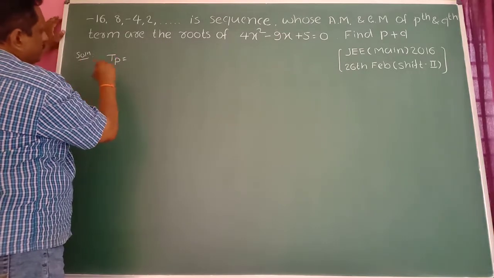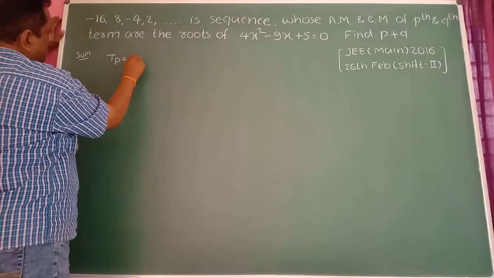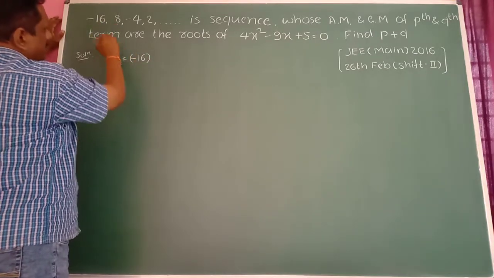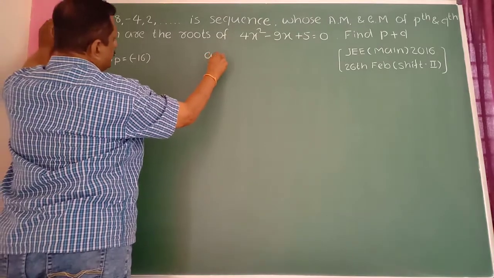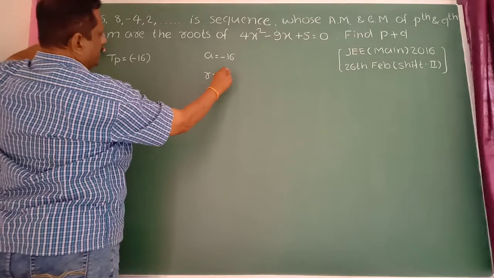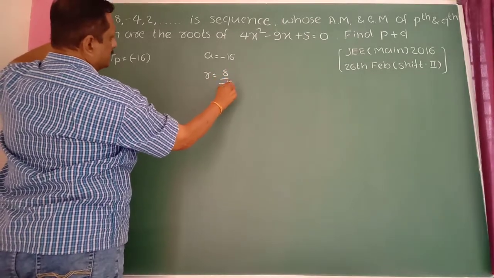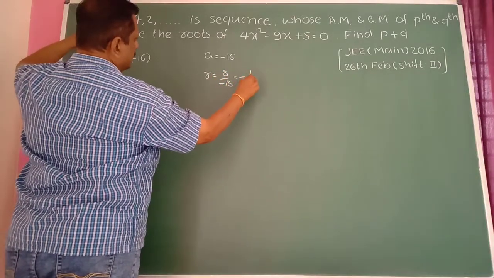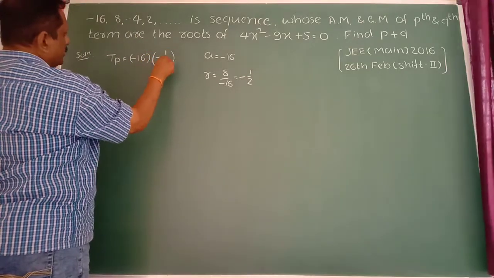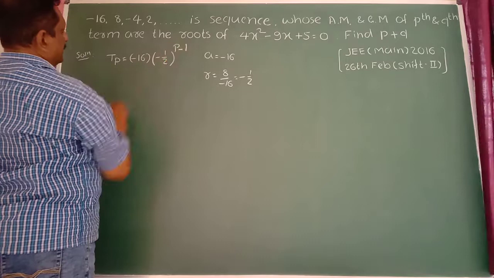Tp is equal to a, the first term here, minus 16. R is this upon this here. Here a is equal to minus 16. R means this upon this: 8 divided by minus 16. It is minus 1 by 2. Therefore, Tp = minus 16 into (minus 1 upon 2) raised to p minus 1 here.